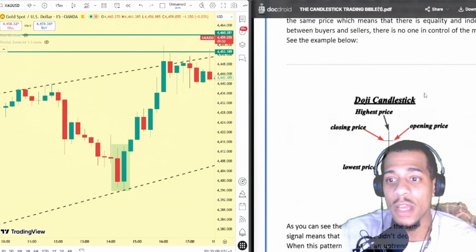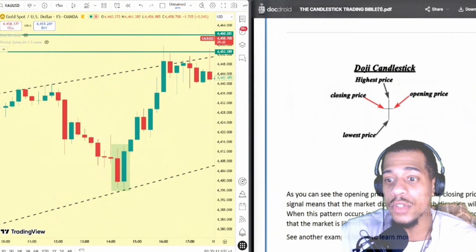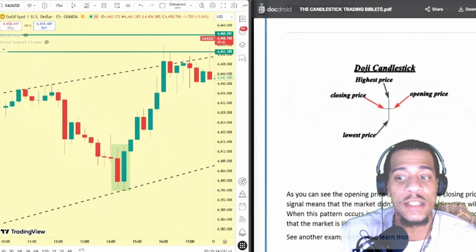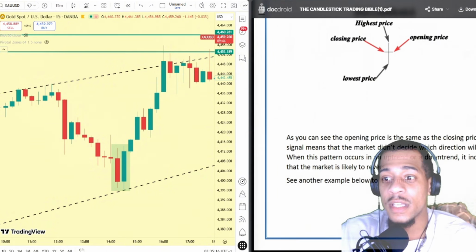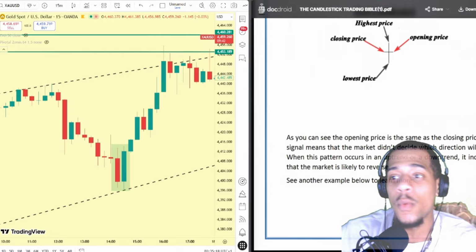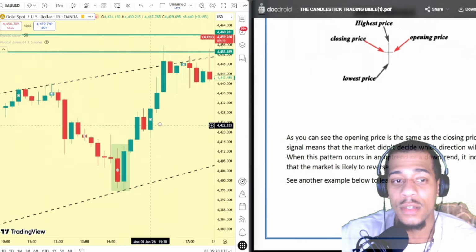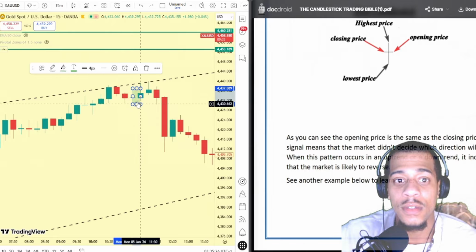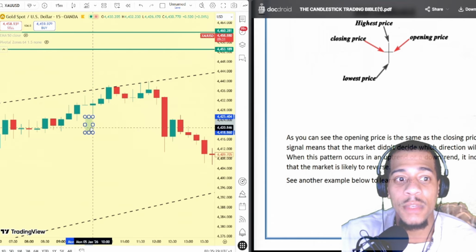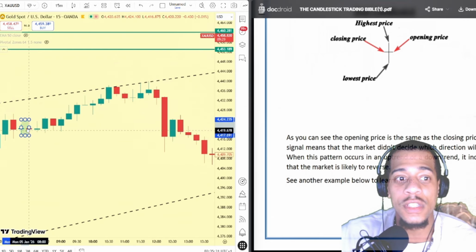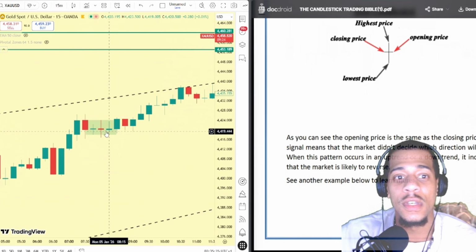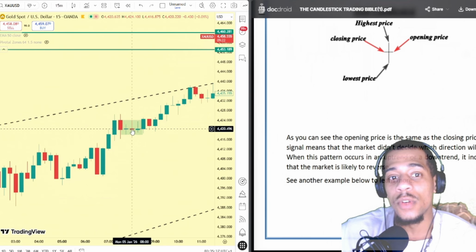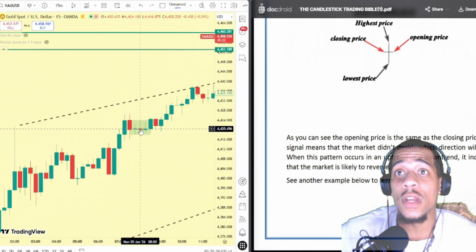So in this book, the Doji tells you when the open price is the same as the closing price. This means that the market didn't decide which direction it will take, right? So when you get candles like this, the Doji, these are all Dojis right here. These three are all Dojis. It's basically like price ain't go nowhere.